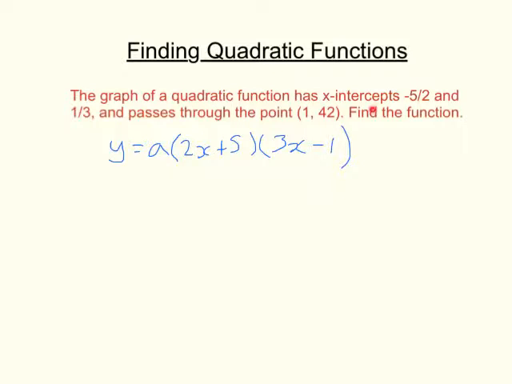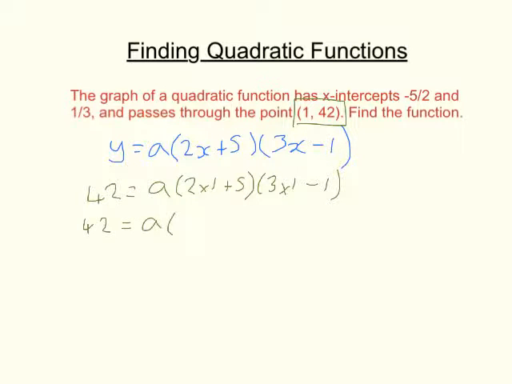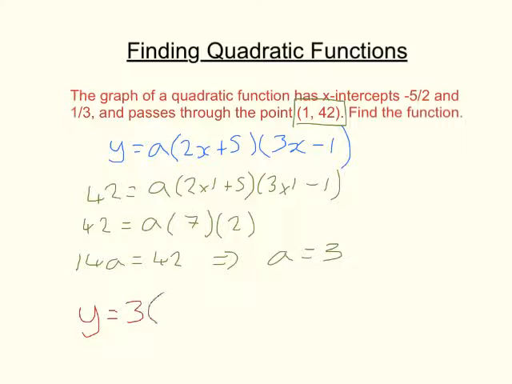And it's much the same way. We have a point 1, 42, so we substitute that in to this equation to find a. So we take this one here. We know y is 42, and that is equal to a times 2 times 1 plus 5, and 3 times 1 minus 1. So 42 is equal to a times, 2 times 1 is 2 plus 5 is 7, 3 times 1 is 3, minus 1 is 2. So now we get 14a is equal to 42, which implies that a is equal to 3. Now taking this and putting it into here, we get our function y equals 3 times 2x plus 5 times 3x minus 1.